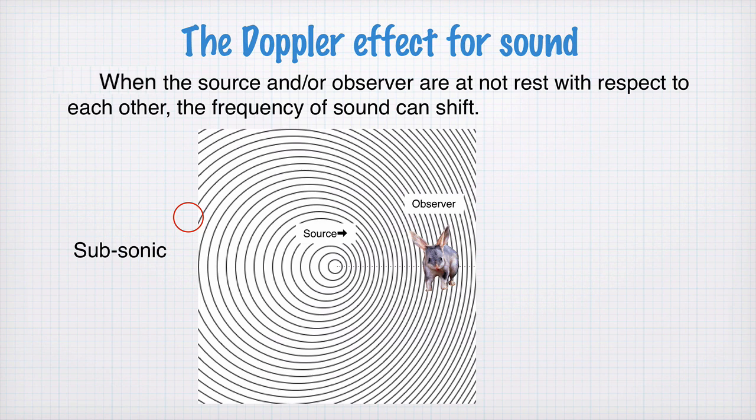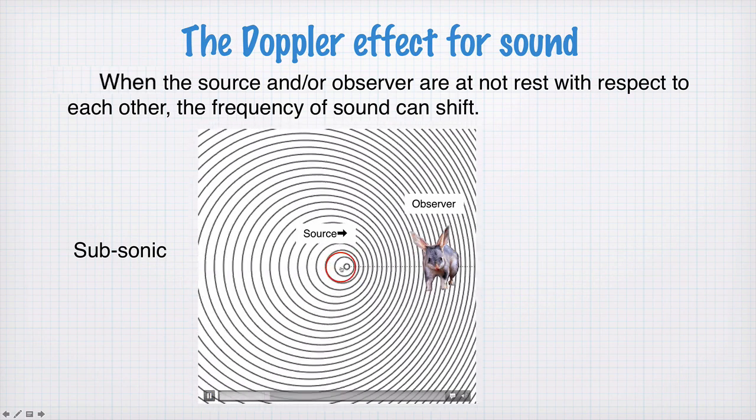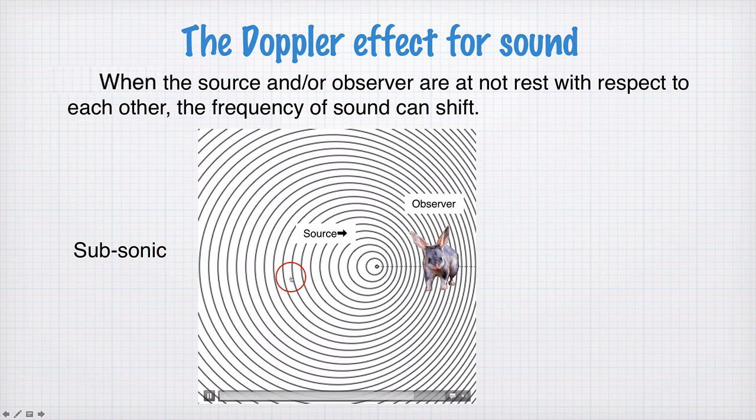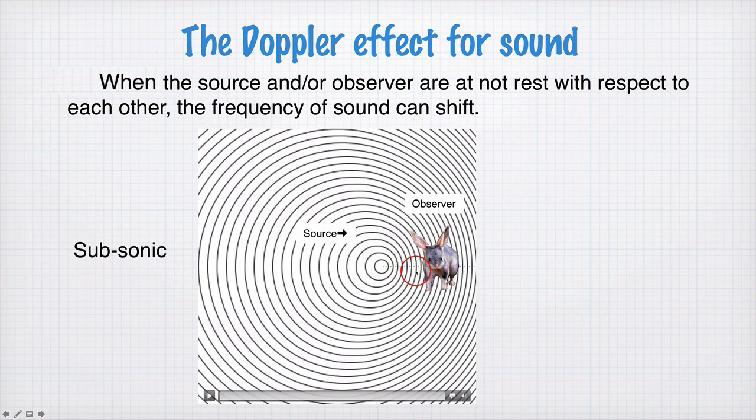We're going to turn now to a treatment of the Doppler effect for sound. Now, when the source and/or observer are not at rest with respect to each other, the frequency of sound as measured by the observer changes. In this example, we have a source moving towards the observer at some speed, which is subsonic, so less than the speed of sound. This causes an increase in the frequency as measured by the observer.